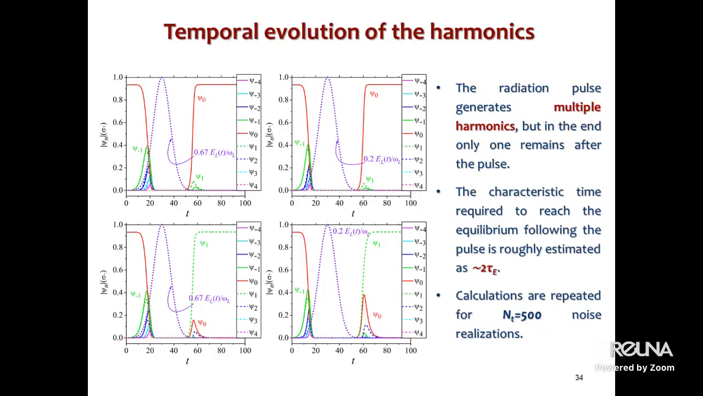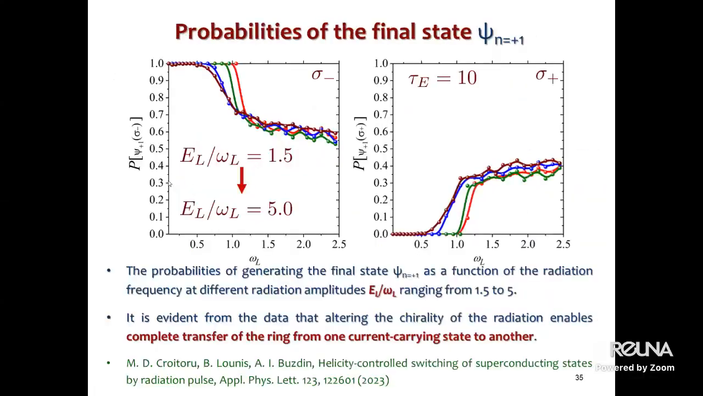This is for a particular noise realization, but in the simulation, in order to obtain the probability, 500 noise realizations were used, which enabled us to extract the probability distribution of the final state. This figure presents the probability of generating final state +1 as a function of radiation frequency at different radiation amplitudes, ranging from 1.5 to 5. So red corresponds to 1.5, brown to 5. The external radiation pulse was approximately 10 in Ginzburg-Landau time. Sigma minus polarization is in the left panel, sigma plus polarization in the right panel.